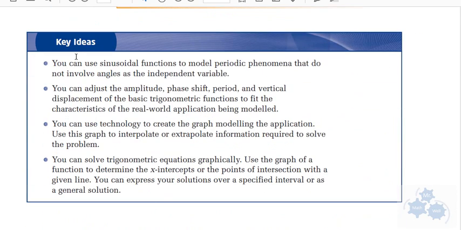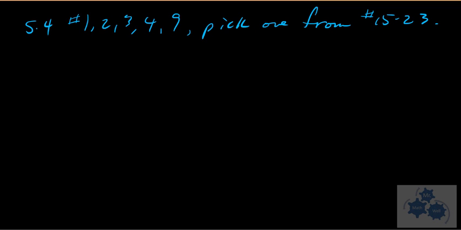So here are the key ideas. Let's just take a minute to read through that while I get your assignment together. Okay, so here's a suggested assignment from 5.4. And I think for number 16, you have to generate your own equation, so you don't have to do that right now, but maybe in the future.